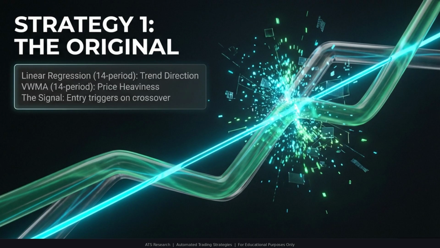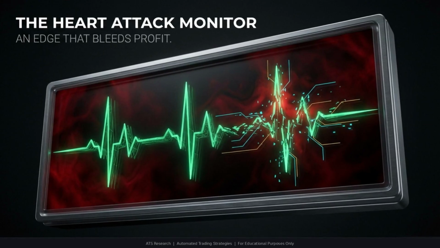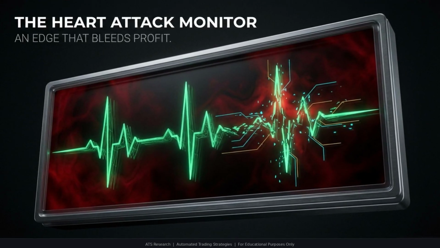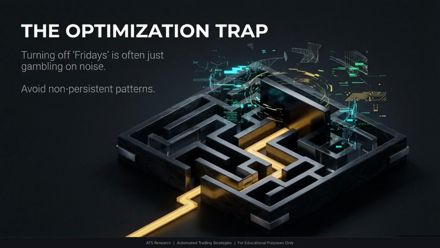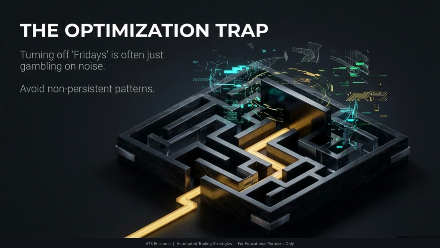But the raw version of this strategy wasn't exactly a smooth ride, was it? No, it was rough. It had an edge, it made money over time, but the equity curve looked like a heart attack monitor. It was bleeding profit in predictable ways, giving back gains when the market structure wasn't right for the setup. So the fix seems obvious then. If the strategy loses money on Fridays, you just turn it off on Fridays. Problem solved. You would think so.